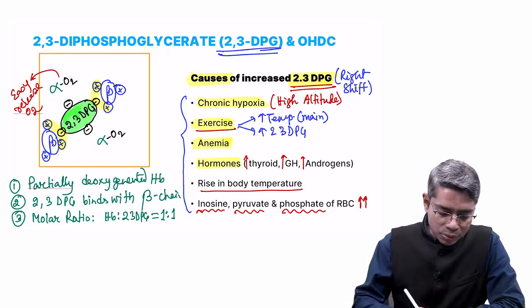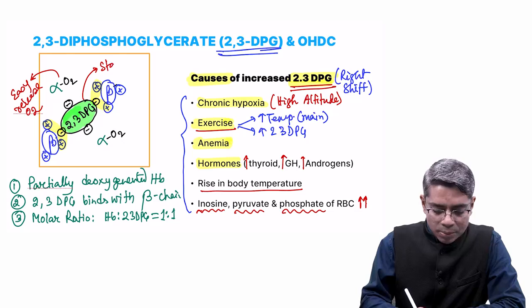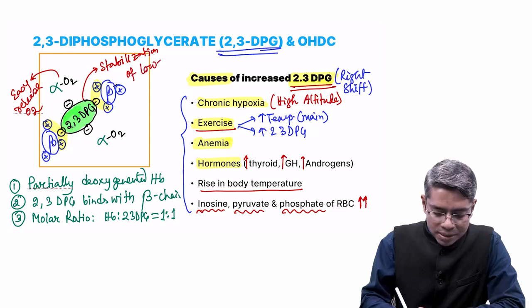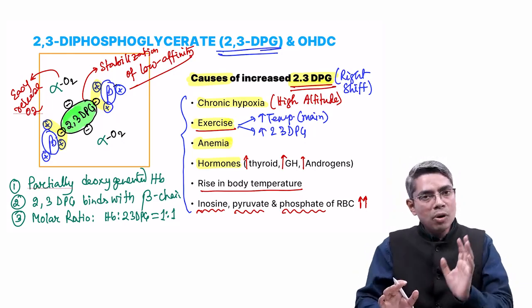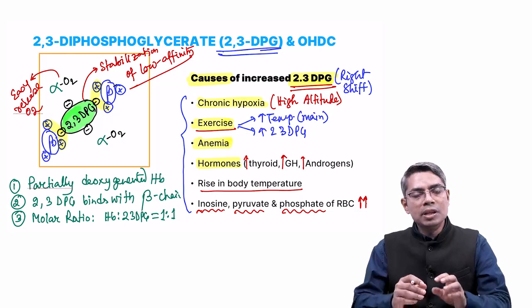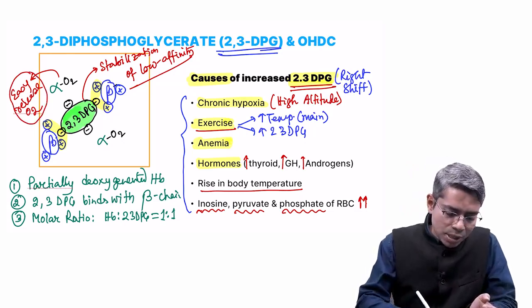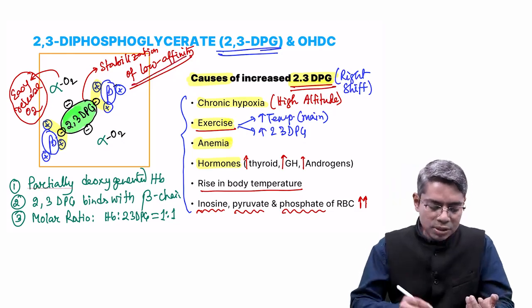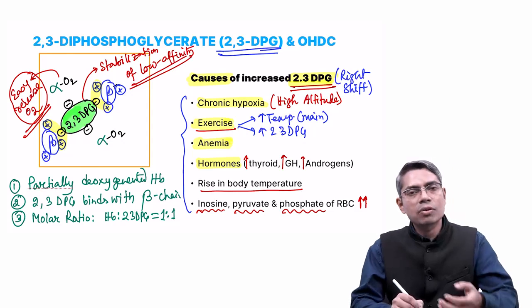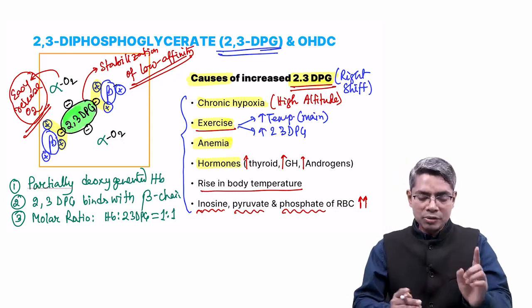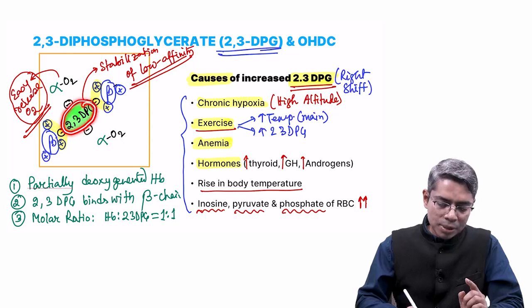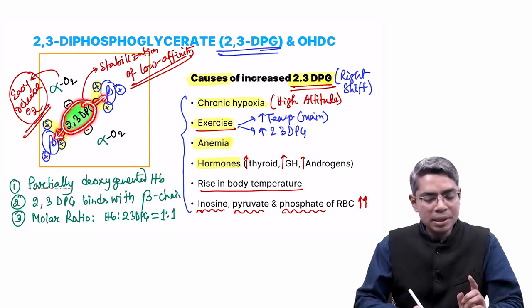Why? Because this 2,3-DPG causes stabilization of the low affinity state of hemoglobin. Low affinity state means hemoglobin has low affinity for oxygen after binding with 2,3-DPG. Low affinity binding with oxygen means hemoglobin will easily release the oxygen at the level of tissue. If the hemoglobin is easily releasing the oxygen to the tissue, then what kind of shift is there? That is right shift.